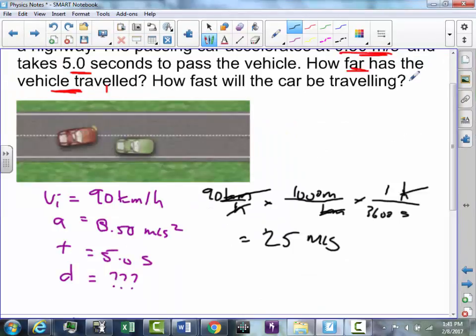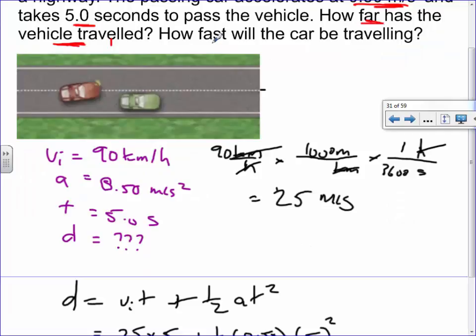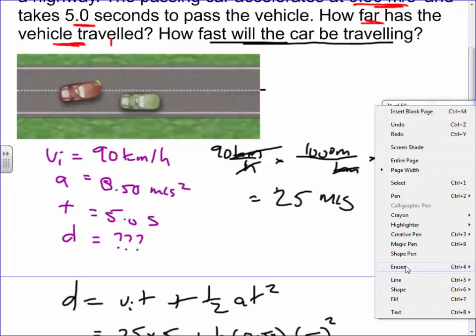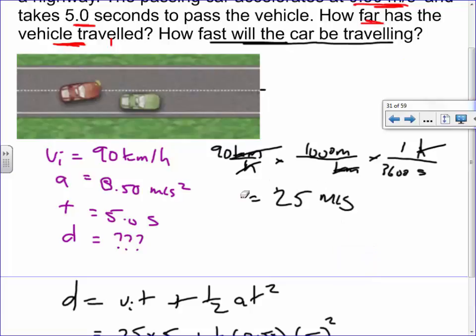Okay, there was a second part of the question here too. Sorry guys. The second part of the question is how fast will you be traveling when you're done? So if it's okay, I'm just going to erase so I have room here, but don't you erase stuff. I'm just going to erase it down below here.